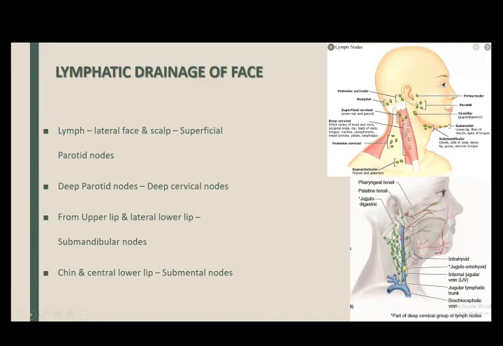From the upper lip और lower lip का थोड़ा सा part, lateral most part, they drain into the closest, that is the submandibular nodes.